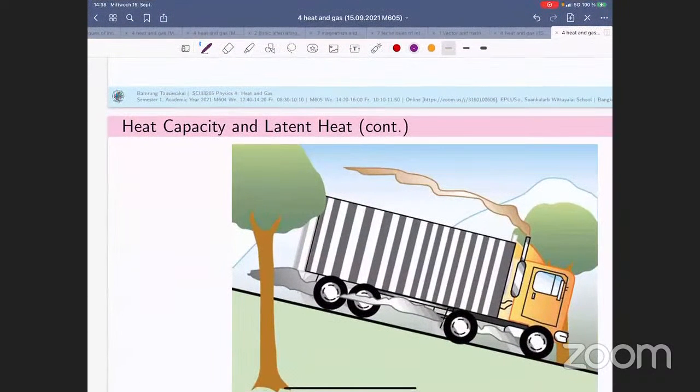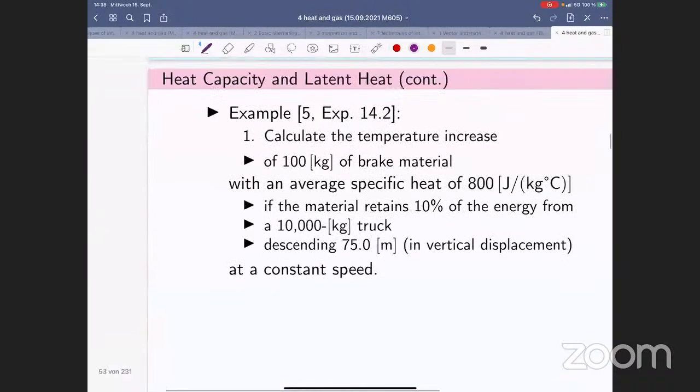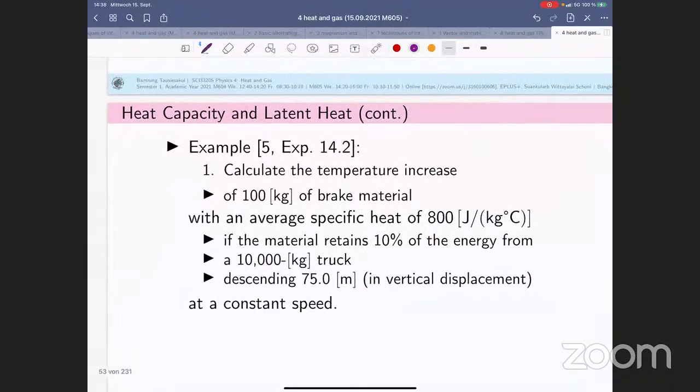And they would like to know the increased temperature of the brake pad after the driver presses the brake pedal and tries to reduce the speed of this truck going downhill. Let's see how many degrees the brake pad increases its temperature.